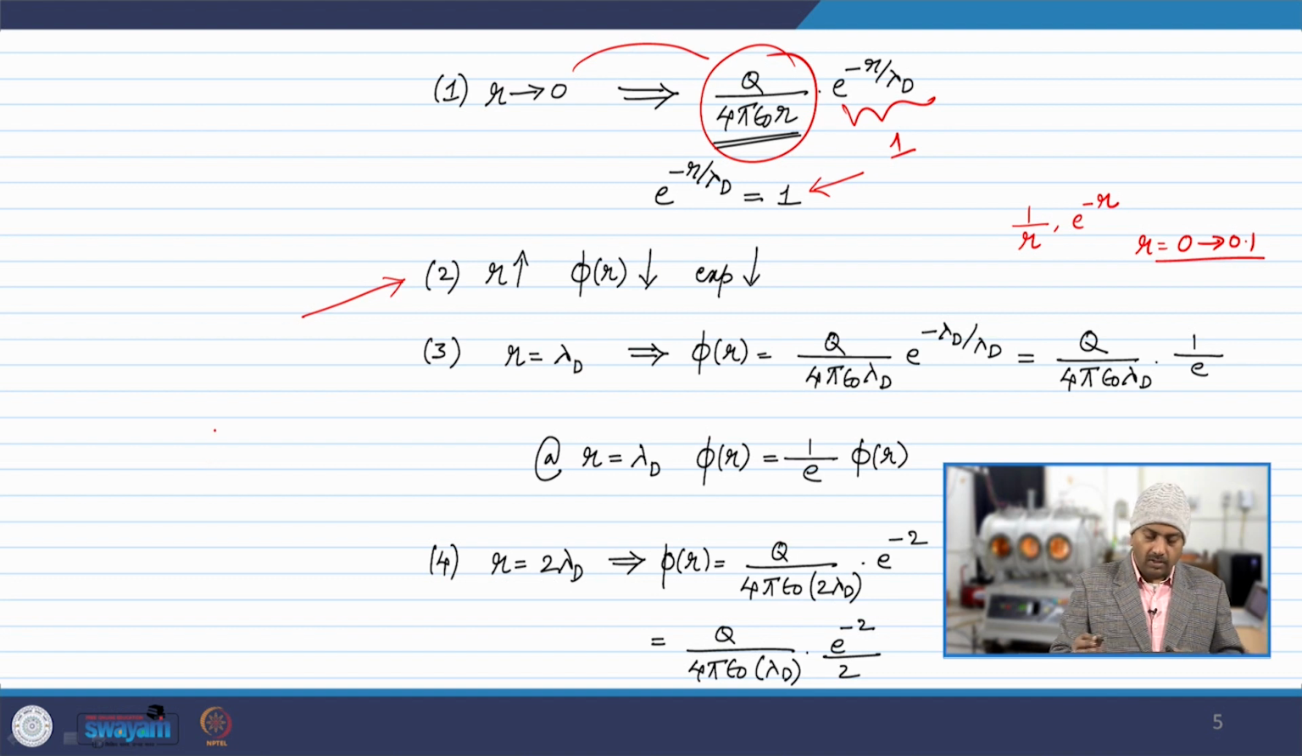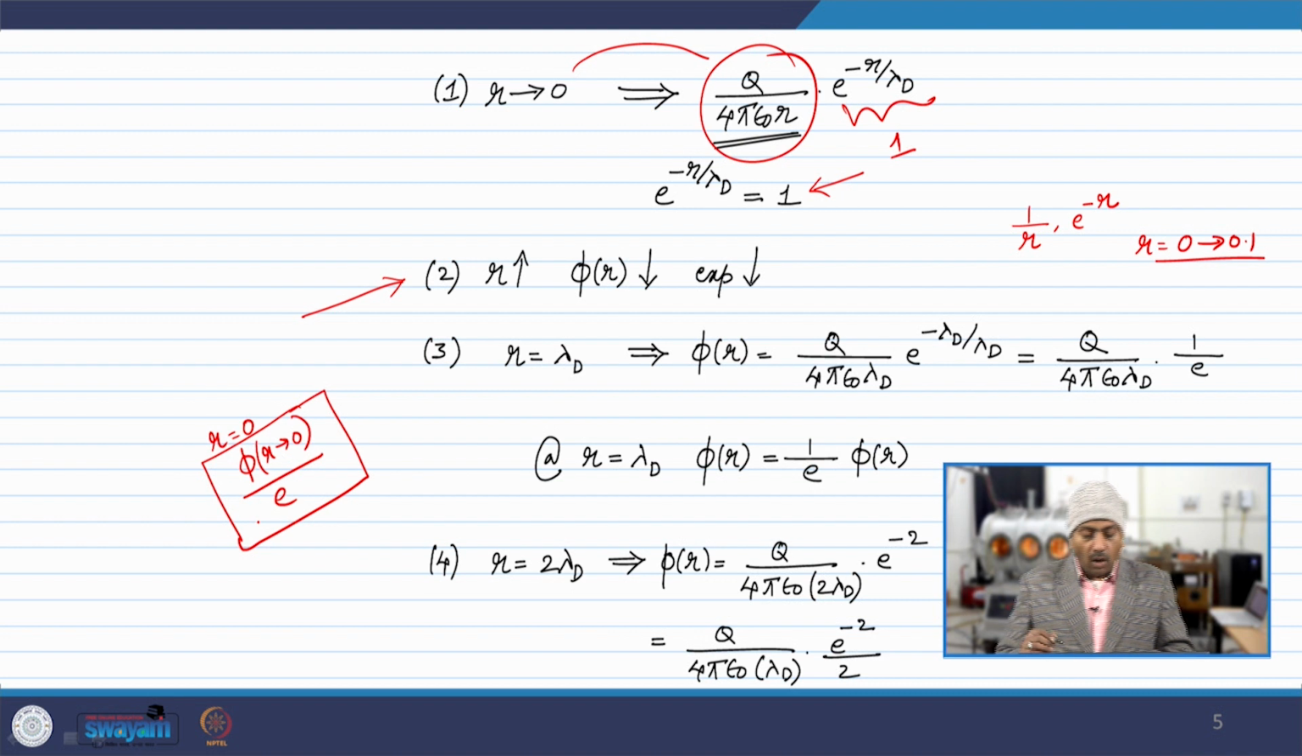At lambda d, you will realize that the potential has already dropped to 1 by e of its value in the vicinity of r equal to 0. So, this is the most important thing. At r equal to 0, there is nothing; we never discuss at r equal to 0. In the vicinity of r equal to 0, the potential is something, let us say phi at r tends to 0. The potential at r equal to lambda d is simply 1 by e of this potential.